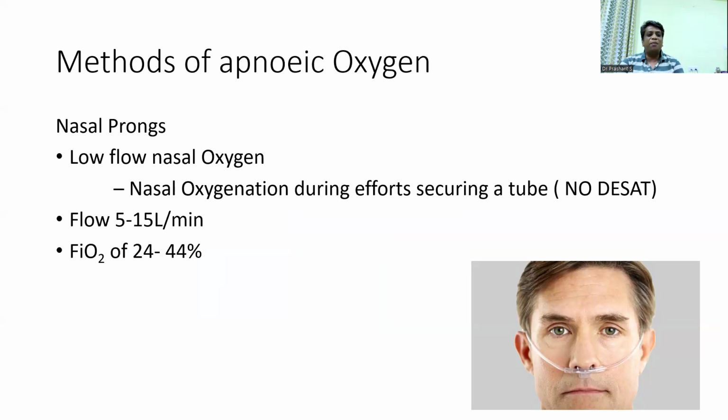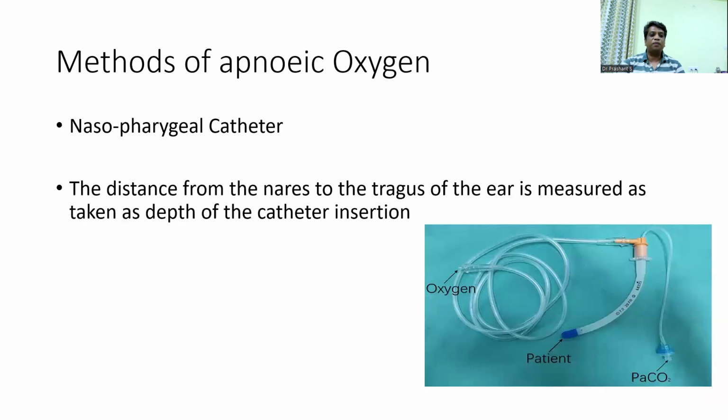The first one is the nasal prongs. So nasal prongs is the NO DESAT, that is nasal oxygenation during efforts securing a tube. During the pre-oxygenation, beforehand only, we are connecting the patient to nasal prongs, starting the flow at around 5 to 15. And during the intubation time, it keeps on flowing. It collects in the nasopharynx and near the glottic area. That's how it keeps on diffusing.